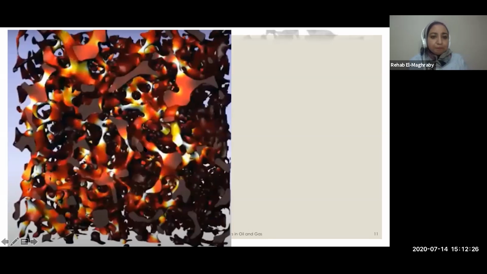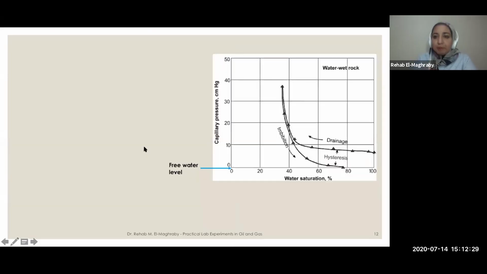The capillary pressure that we measure in the lab, or however you are measuring it, is a relation between the capillary pressure and the water saturation. The water saturation is in percent, and the capillary pressure is in whatever units you are using. And there are two types of capillary pressure: the drainage capillary pressure and the imbibition capillary pressure.